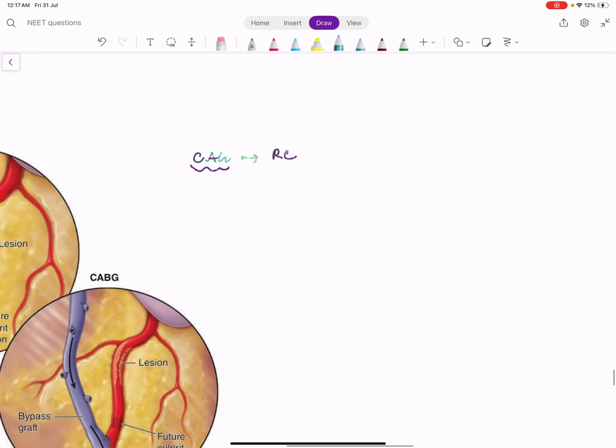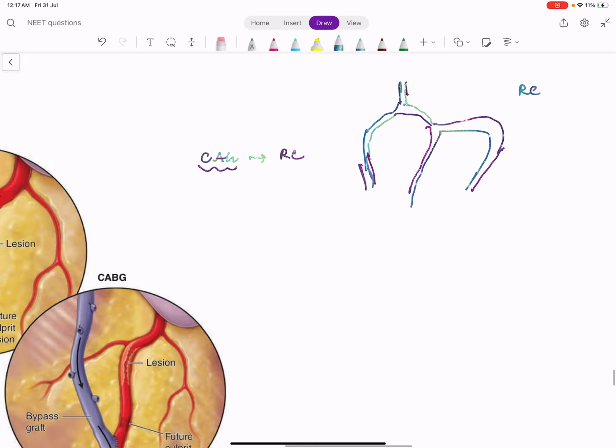Cardiac anatomy, we have only 3 blood vessels. The right coronary artery, the left main coronary artery. The left main coronary artery divides into left anterior descending and left circumflex. There are so many branches, right? So there are only 3 blood vessels. There are only 3 epicardial arteries: right coronary artery, left anterior descending artery, and left circumflex artery.